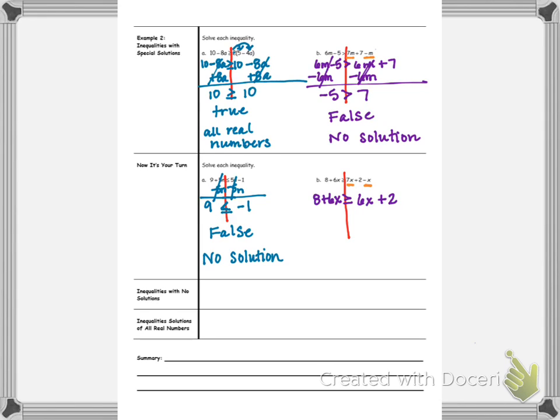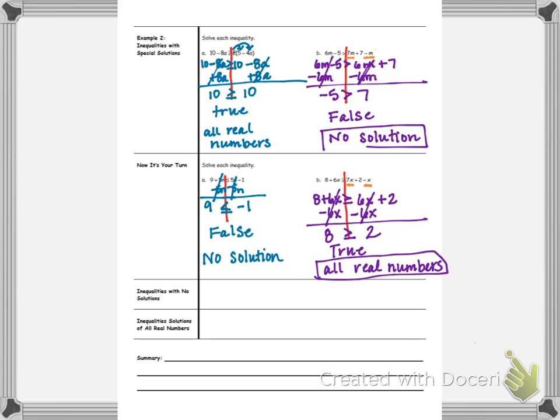Okay, so now I have variables on both sides. I need to move them all to one side. So I subtract the 6x. I bring down the 8. Those cancel out. Greater than or equal to, these canceled out, and I'm only left with 2 over here. So now let's look at our inequality. 8 is greater than or equal to 2. Is that a true statement? Yes, because 8 is not equal to 2, but it is greater than. So this is a true statement. And that means it is all real numbers. Okay? So this is what you would have for your answers.